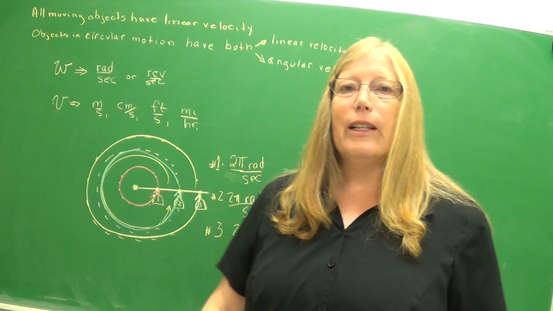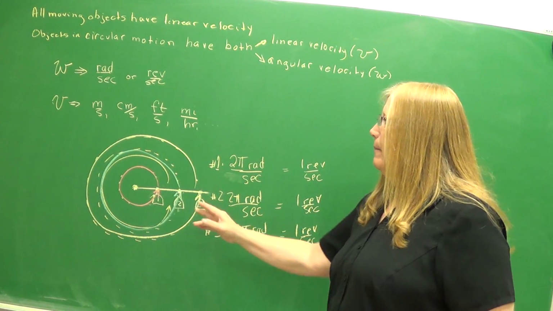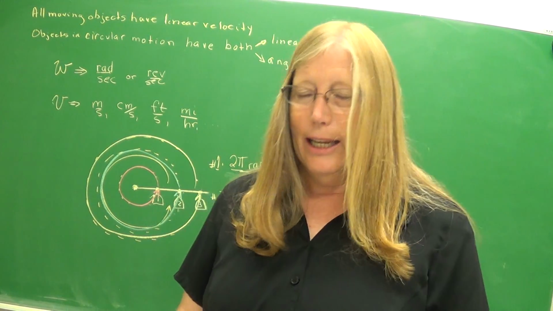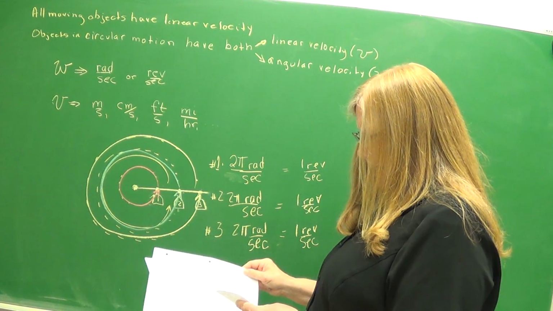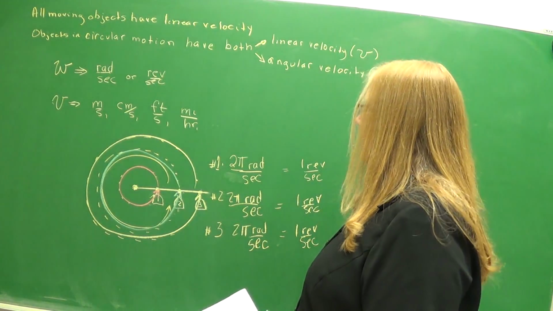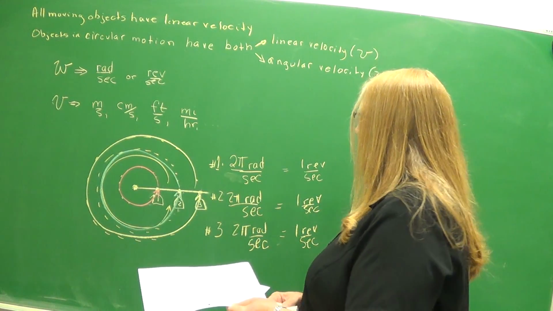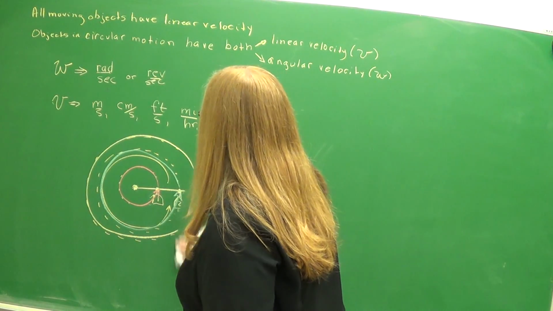So angular velocity turned out to be the same for the three, but the linear velocity increased from object 1 to 2 to 3. Hopefully that idea makes sense to you, and we'll see if it does when we finish this. As we finish this, we'll do some examples.